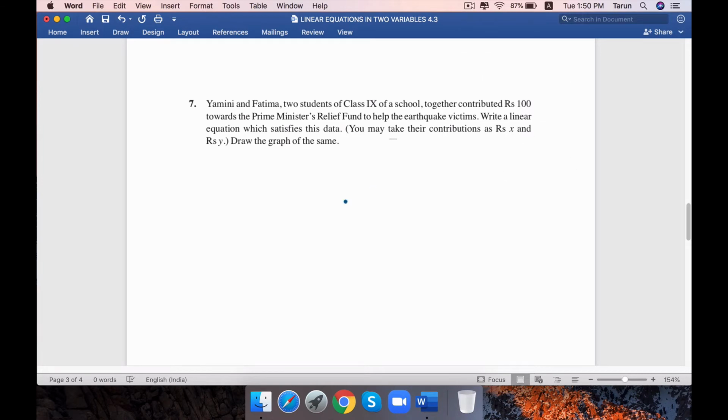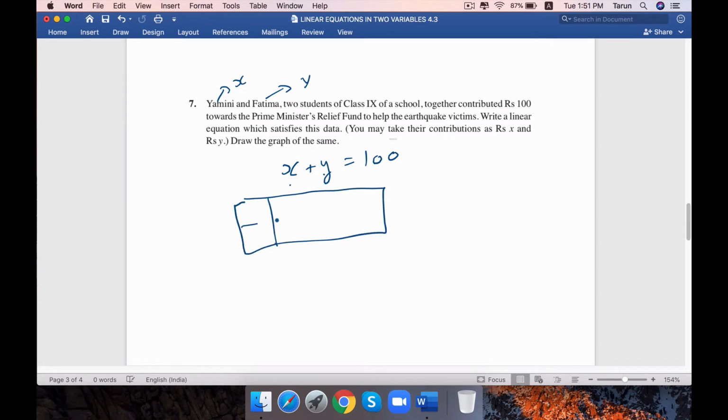So let us assume that Fatima has donated y rupees and Yamini has donated x rupees. So that means the equation is quite simple. We can simply write it as x plus y equals 100, where this is the money each of them donated. Now in order to draw the graph, we can simply take 3 points. Let's draw the graph now.